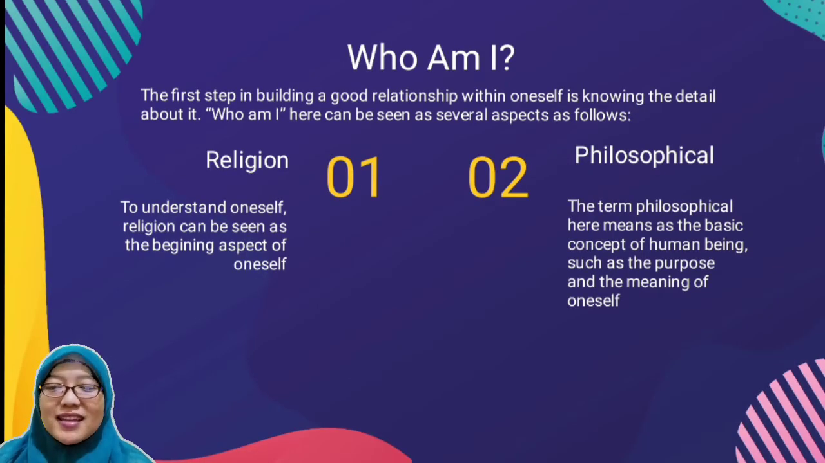Who am I? The first step in building a good relationship within oneself is knowing the details about it. Who am I here can be seen in several aspects as follows. 1. Religion. To understand oneself, religion can be seen as the beginning aspect of oneself. 2. Philosophical. The term philosophical here means the basic concept of human being, such as the purpose and the meaning of oneself.